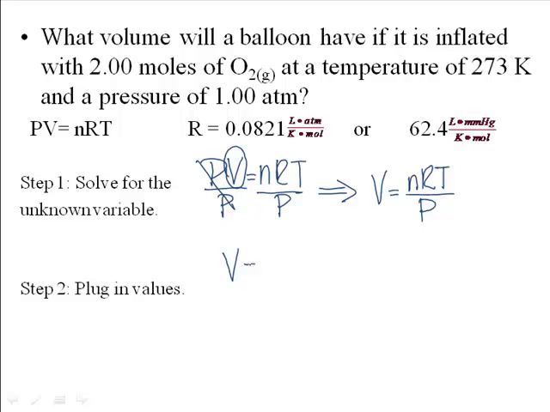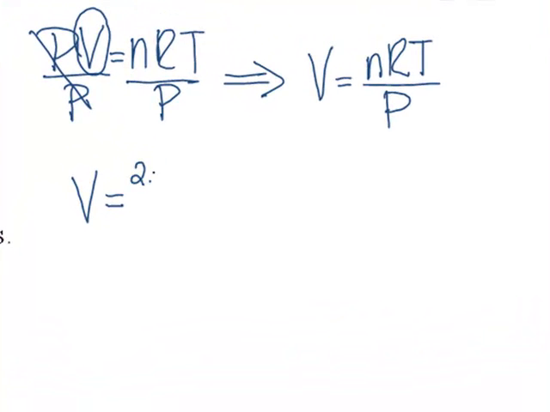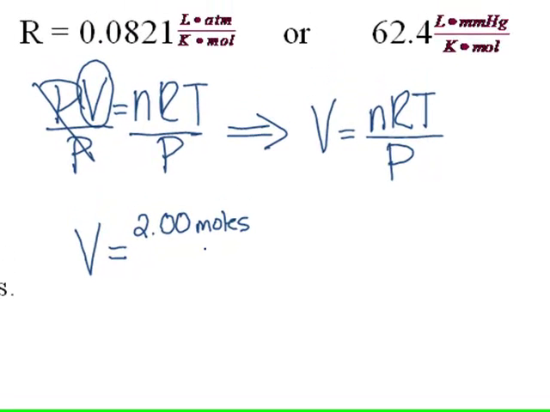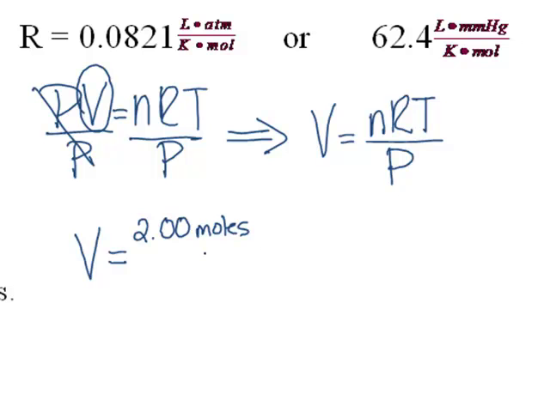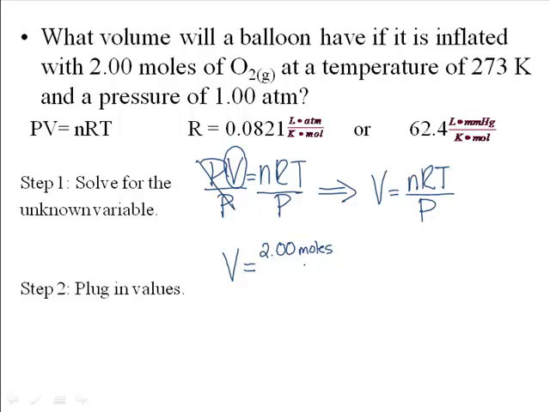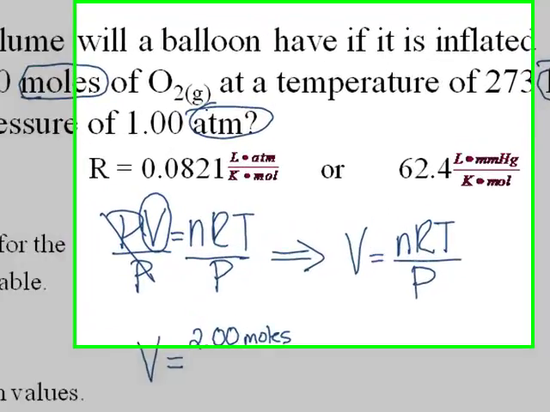My volume is equal to n times R times T over P. n is the number of moles, and the question tells me that I have 2 moles of oxygen. R is the ideal gas constant. Now I have to choose which value of R to use, and again, do this based on what you're given. In this question, my units given are moles, Kelvin, and atmospheres. So I want to look for the ideal gas constant that's as close to that as I can possibly get.